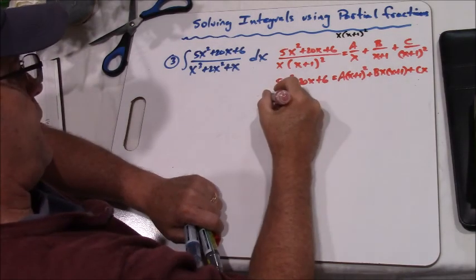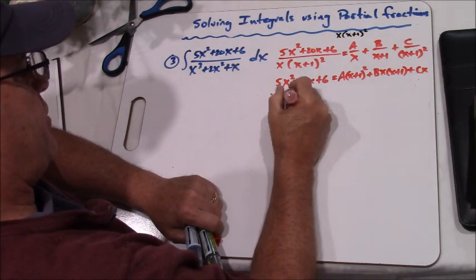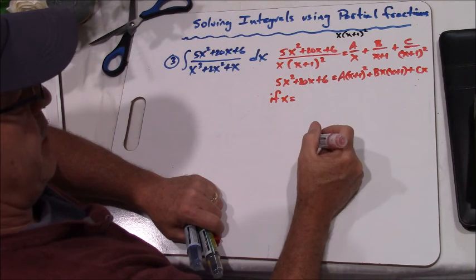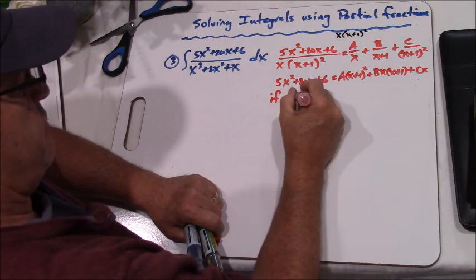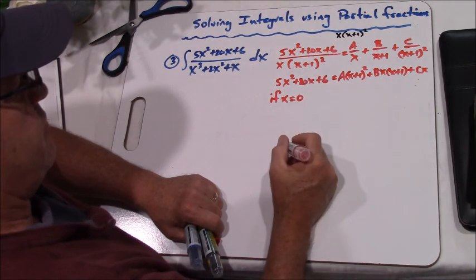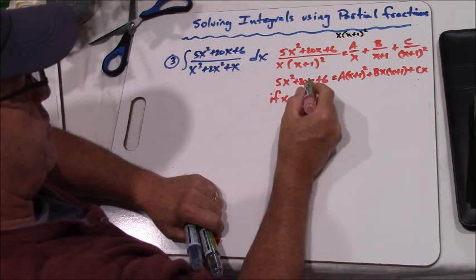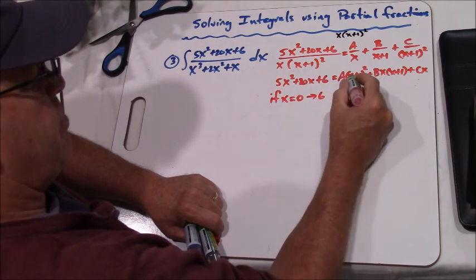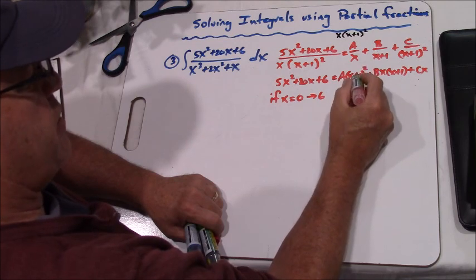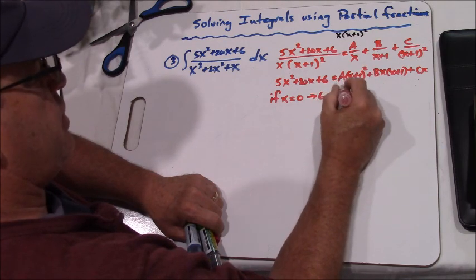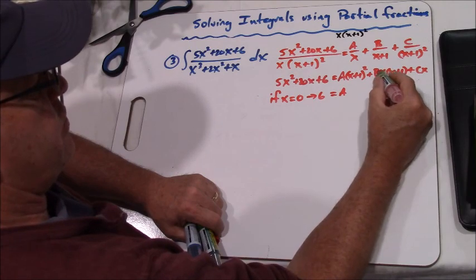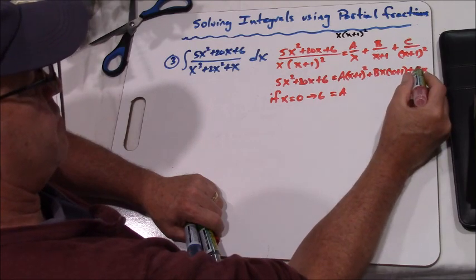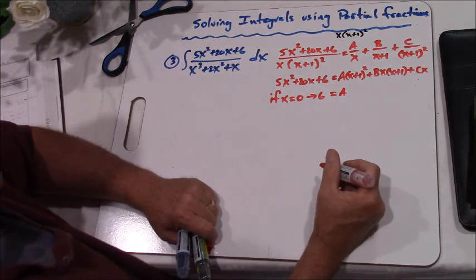Alright, so now we play our what if game. If x equals, probably the easiest number to choose is 0. So that means I'm going to plug in a 0 here, and I'll be left with 6. When I plug in a 0 here, I get 1 squared, which is 1. So that's just a. Here I'll get 0. Here I'll get 0. So there we go. A equals 6.